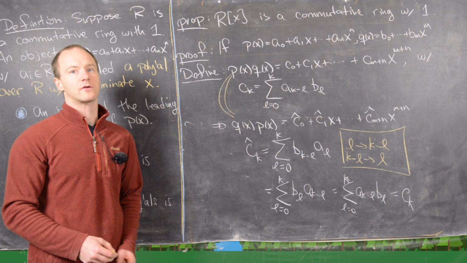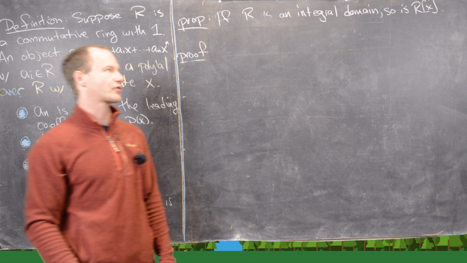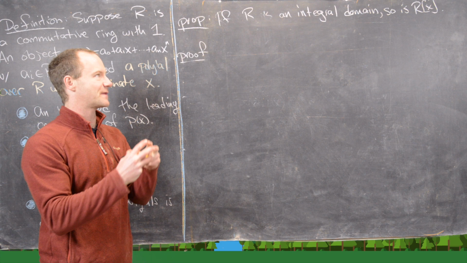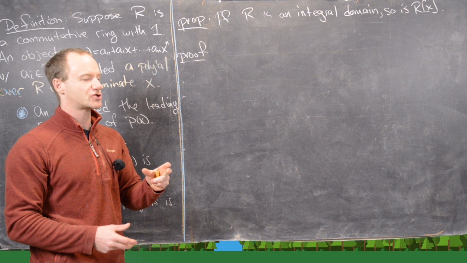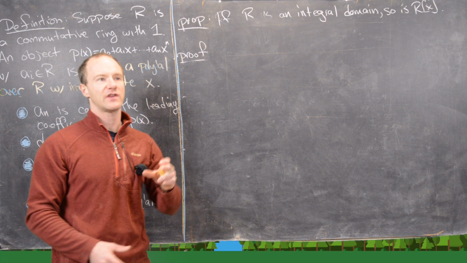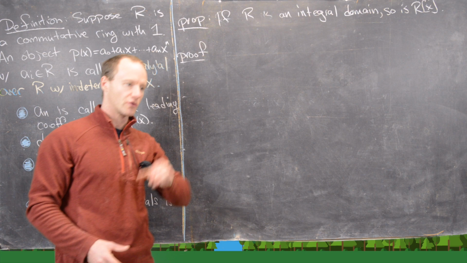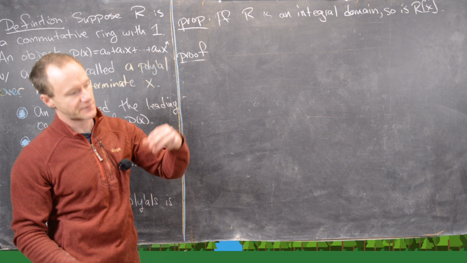Okay, now we're going to look at the super classic result that says if R is an integral domain, so is R[x]. So this property of being an integral domain is something that transfers from the original ring into the polynomial ring. So it's good to keep track of things that transfer from one object to another. We've seen that with groups. The property of being a cyclic group transfers from a group to the quotient group. The property of being an abelian ring transfers from the ring to the quotient ring, and the ring to the polynomial ring, and so on and so forth.